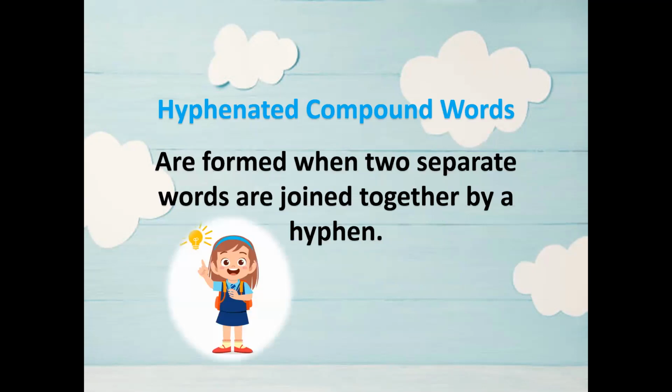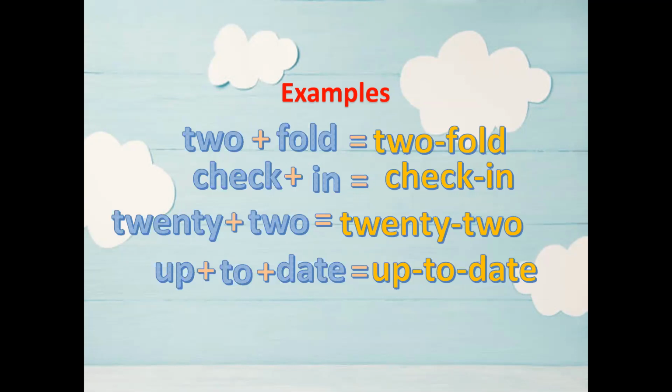And let's see the last one, which is really easy to identify. Hyphenated: when two separate words are joined together by a hyphen. Do you remember what a hyphen is? Yes or no? Okay, let's see. As you can see, we have an example. We call it a hyphen, and it goes between the words. Check-in: we just add the hyphen.